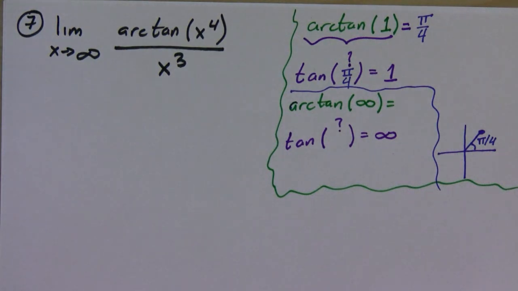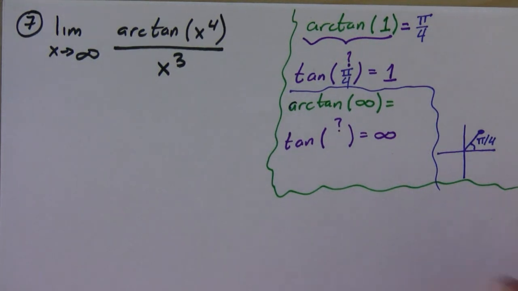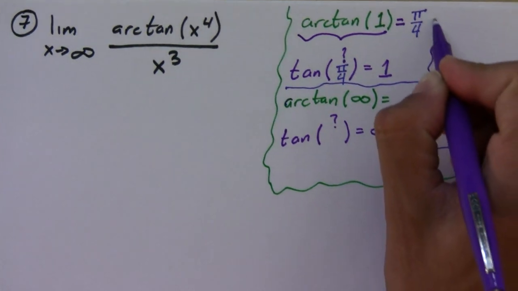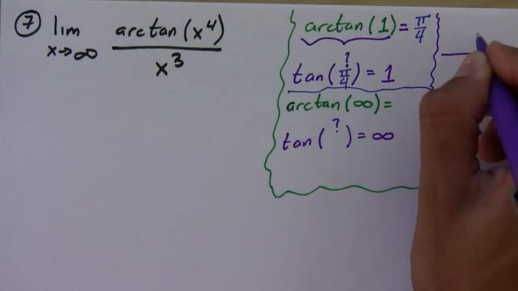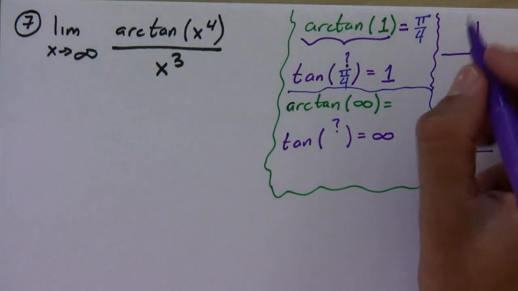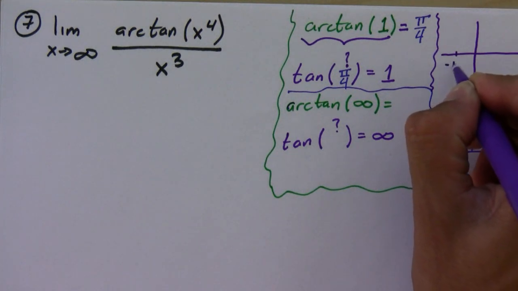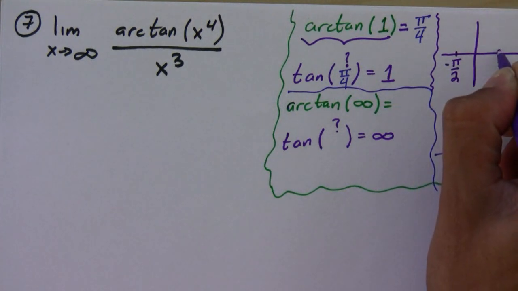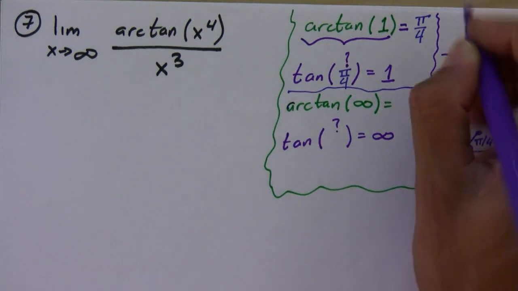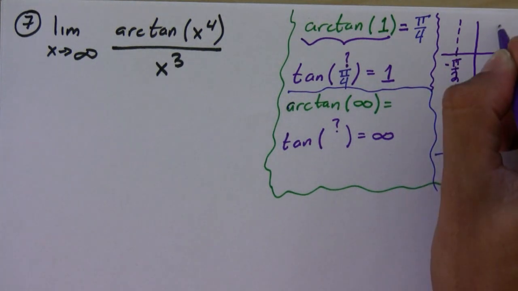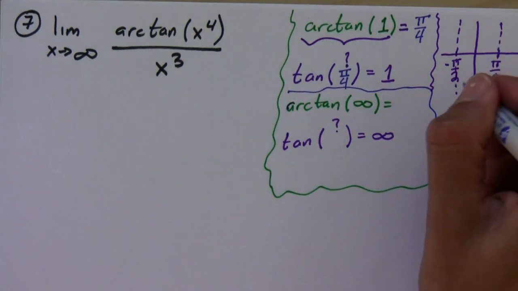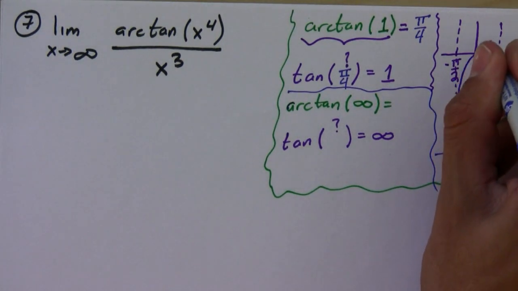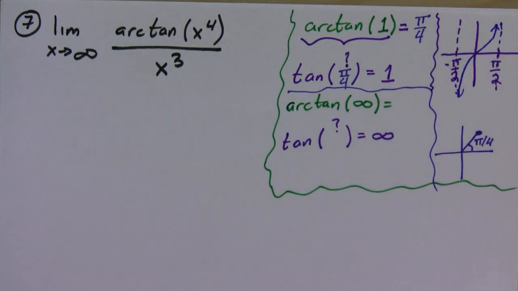And so what you have to remember is a little bit about what the tangent function looks like. Remember that the tangent function has vertical asymptotes at negative pi over 2 and pi over 2. And the tangent function looks something like this.